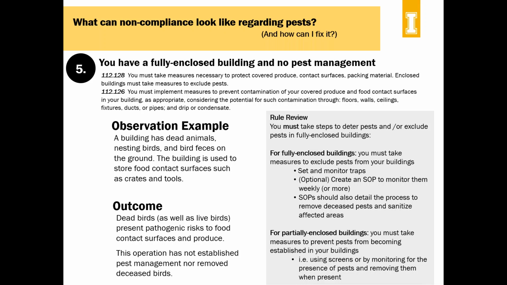And then for partially enclosed buildings, it's a little bit different, but you basically just have to make sure that they don't become established in your buildings. So that would be more like just monitoring or using screens, and then if you do see them, taking measures to do something after the fact versus making sure that they're not in there at all with a closed building, just because you may have one open wall or something like that where pests may be coming and going, and that's just part of agriculture and production and doing something that is in the outdoors, but just making sure that they're not creating nests or becoming an issue that will become a contaminant or be getting into produce in crates.